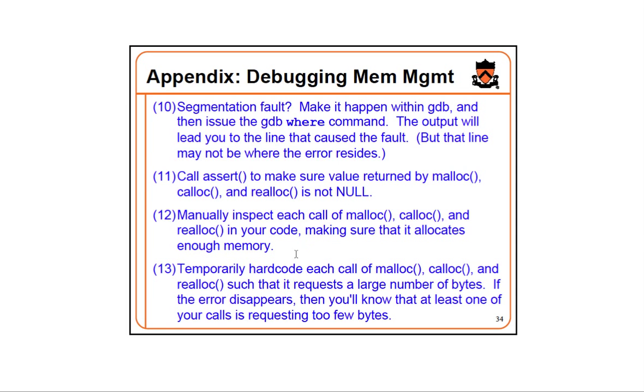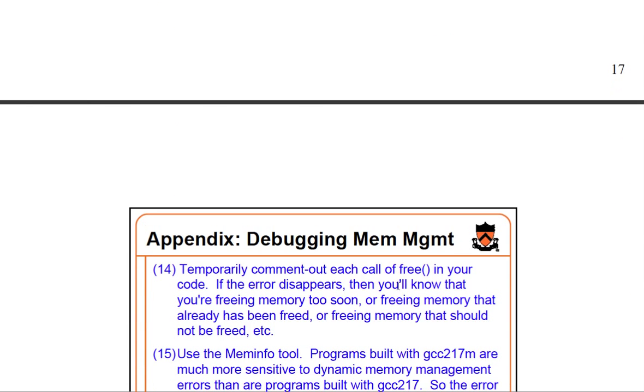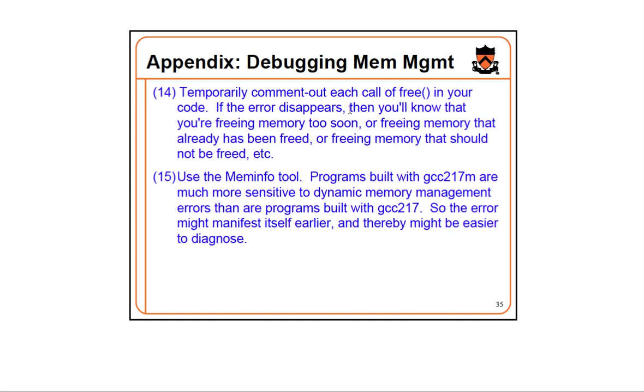And of course you can do manual stuff too and instrument code with your mallocs and callocs and all this kind of stuff. Also make sure you don't hard code the number of bytes. Use sizeof and stuff like that so you don't end up with a problem on different architectures. You can also comment out frees and see if errors disappear. You might be freeing too soon, or you might be freeing memory that's already been freed, so sometimes that will help you find those kinds of errors.